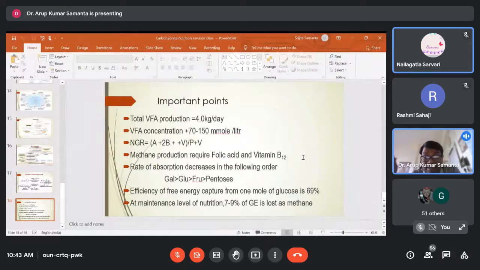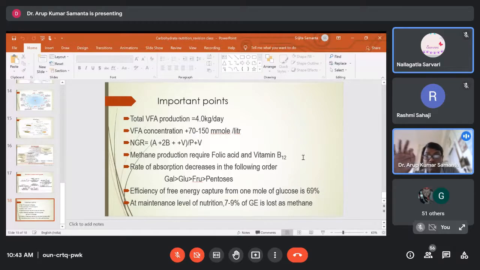Another important thing: if 100 gram of digestible carbohydrate is there in the rumen, how much methane is produced? It is a very frequently asked question. It is 4.5 gram. If 100 gram of carbohydrate gets digested, 4.5 gram of methane is produced.